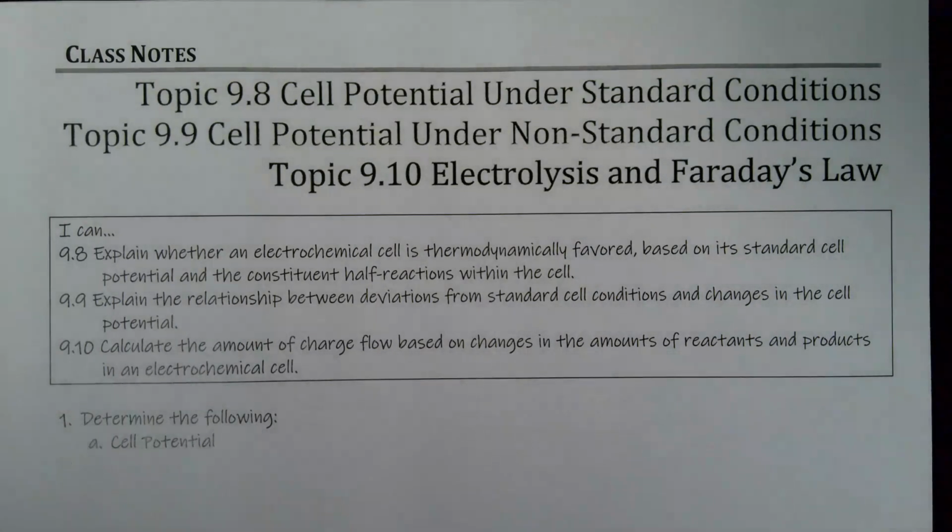So 9.8 is dealing with cell potential under standard conditions. Some of the equations that we might use, you've seen some of these in past topics. 9.9 talks about non-standard conditions. So say, for example, we change the concentration of something or we add a solid in. What happens after that? And then topic 9.10 talks about electrolysis and something called Faraday's law.